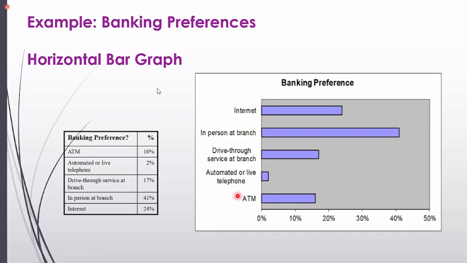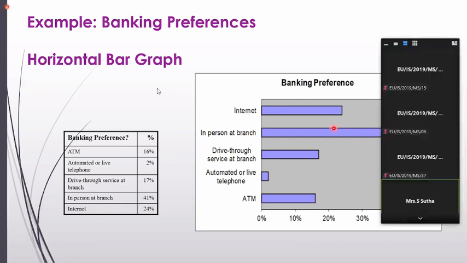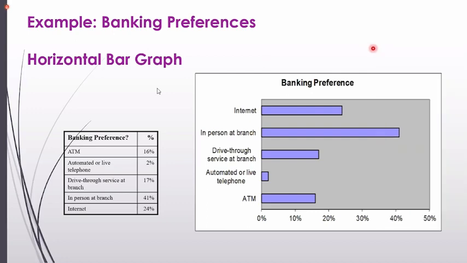In the horizontal graph, we take the non-overlapping classes on the vertical axis and the percentage on the horizontal axis. This type of graph is called a horizontal bar chart. Is there any doubt on this graph?